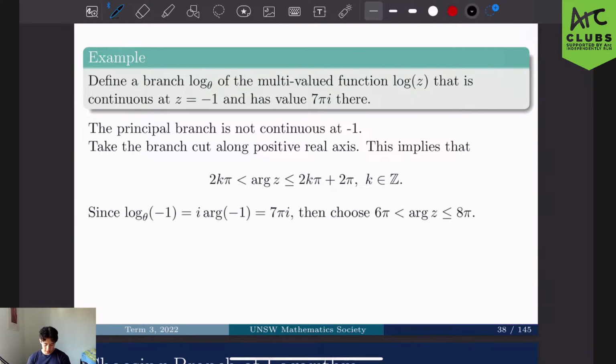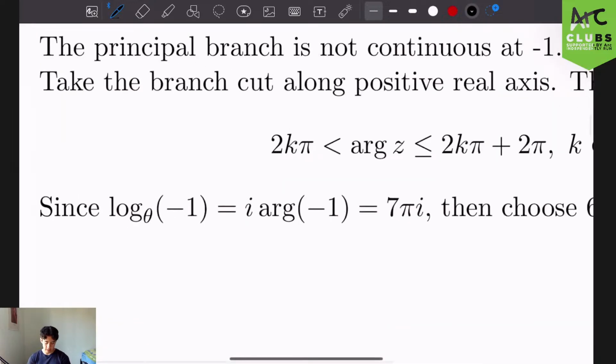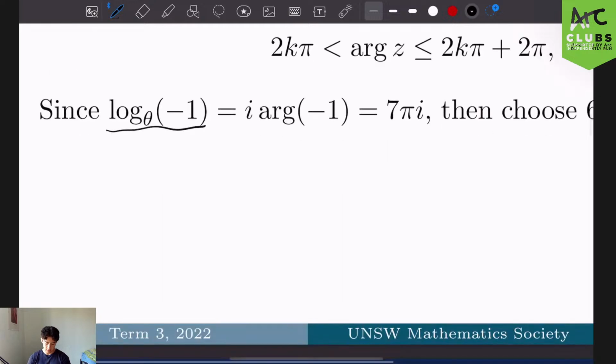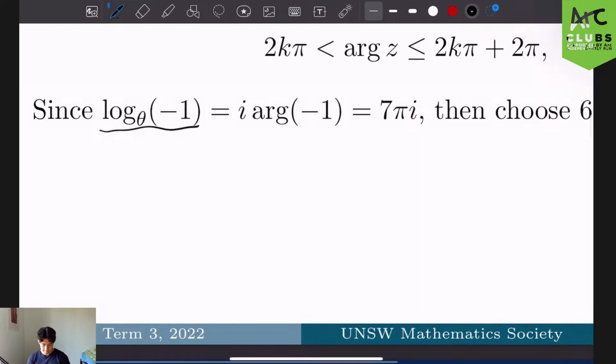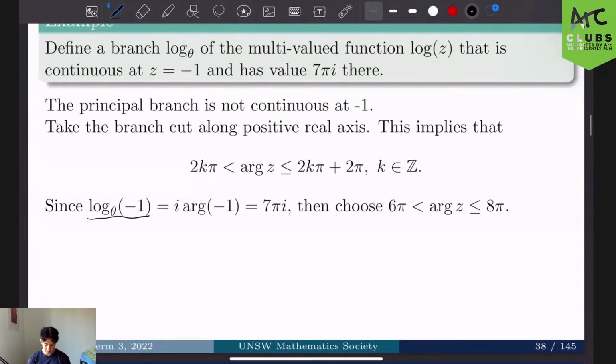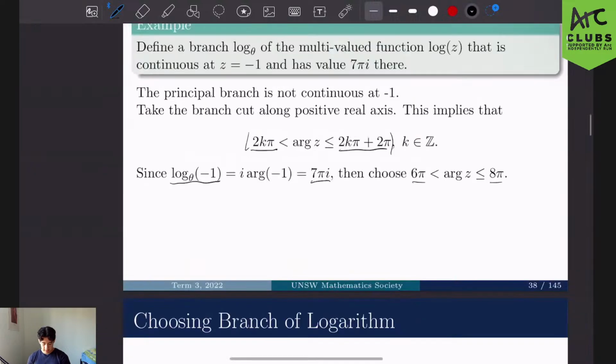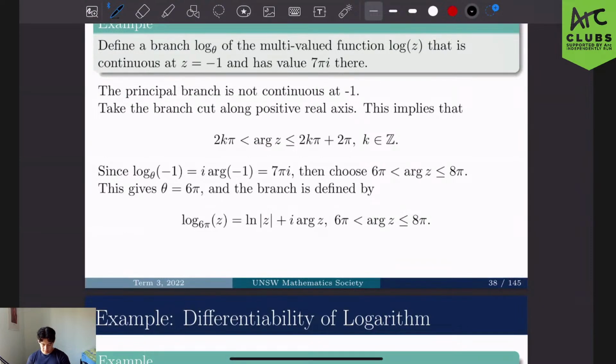Okay, so then we just substitute in. When we substitute in, of course the definition is actually the natural log of the modulus, but this will become 1, and then this term will become 0, so we just ignore it completely. And then we're just left with I arg of -1, and we need to satisfy 7 pi I. So we can just choose a multiple of 2k pi such that 7 pi will fit within this range. So we just pick 6 pi to 8 pi. Pretty simple. And yep, there we go. We'll just write it formally. Theta is equal to 6 pi, and the branch is defined by this.